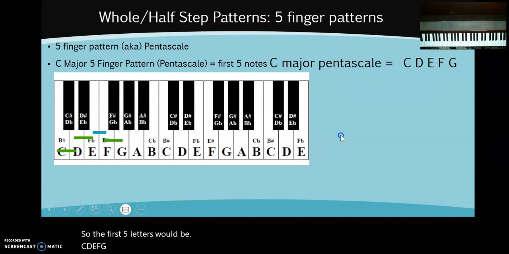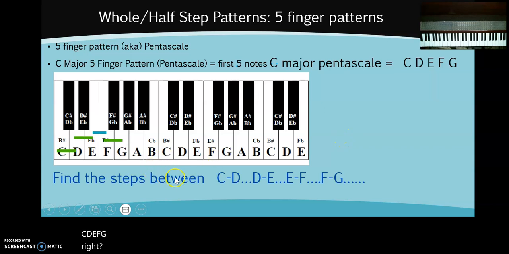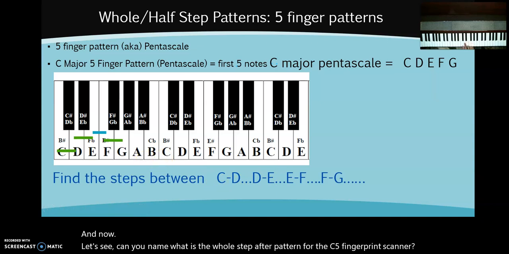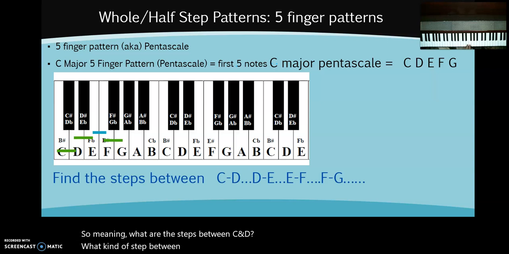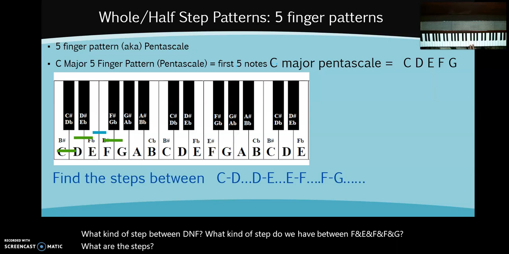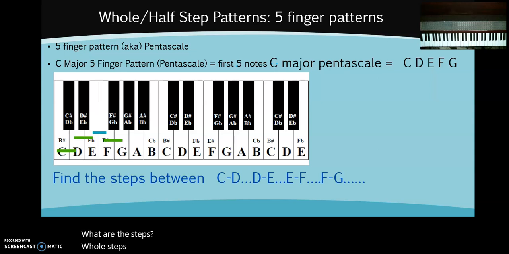Right? And now, let's see, can you name the whole step, half step pattern for the C 5-finger pentascale? So meaning, what are the steps between C and D? What kind of step between D and E? What kind of step do we have between E and F, and F and G? What are those steps? Whole steps, half steps? So I'll give you a second. You can pause this video.